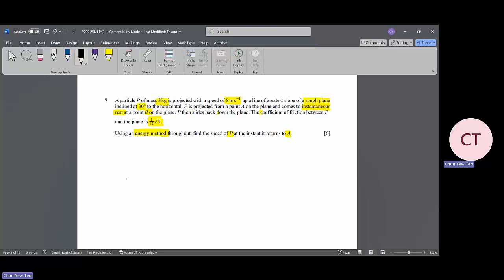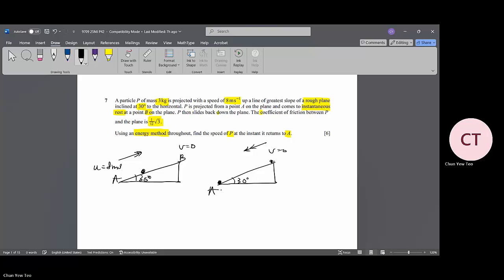So we are having an inclined plane. This is A, this is B, this is 30 degrees. So you are going up. Your U over here is 8 meters per second, then this V is 0. Later you're going down. From here, your V is 0. Then you're going down, and at the end we are looking for W equal to how much? This is the situation.